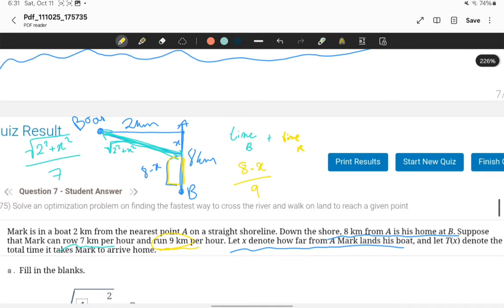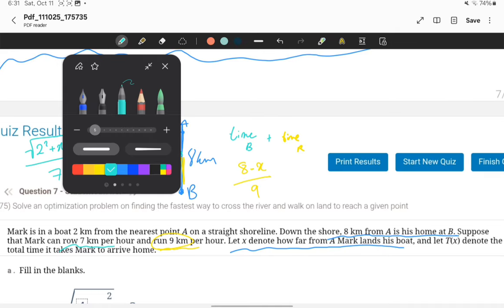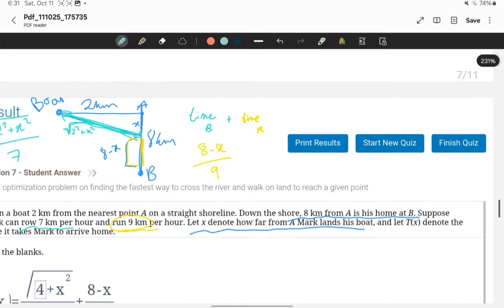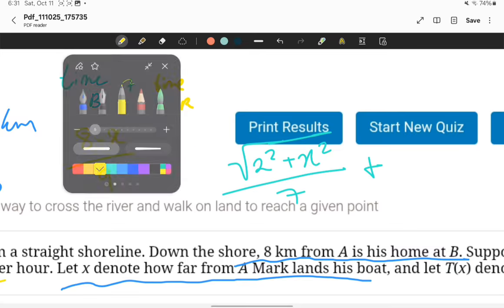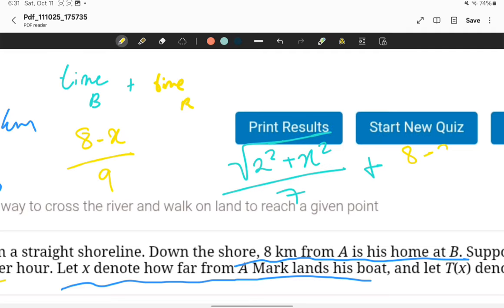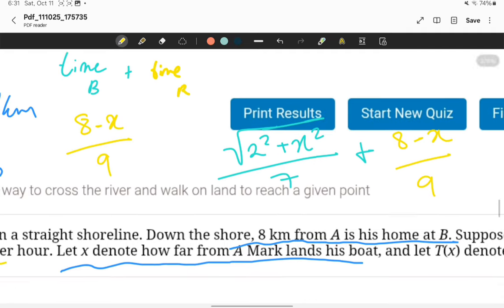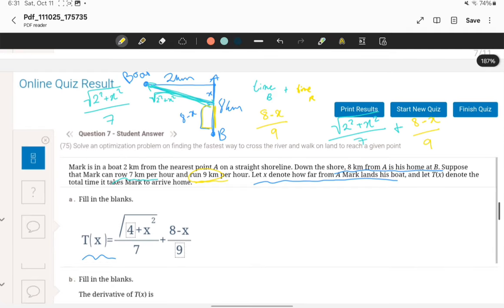Now if we add these two, write them here again: radical 2 squared plus x squared over 7 plus 8 minus x over 9. This is our total time, and they only want this part and this part. 2 squared is 4, so just put 4, and here 9.